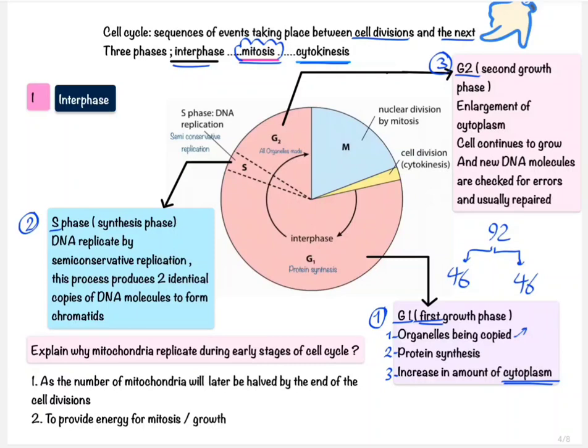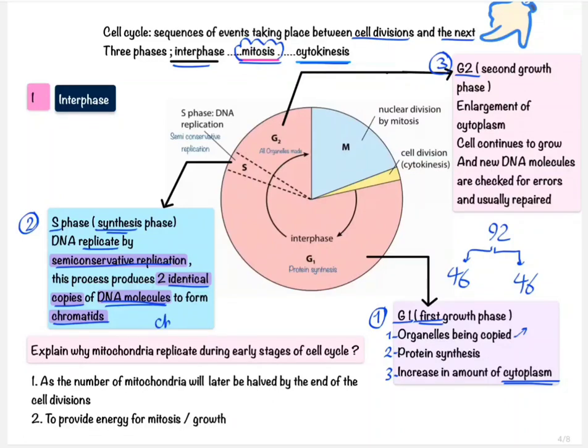Okay, for the second phase, which is the S phase, the synthesis phase, the DNA replicates by semi-conservative replication, and this process produces two identical copies of DNA molecules to form chromatids. Until now, we still have chromatids.